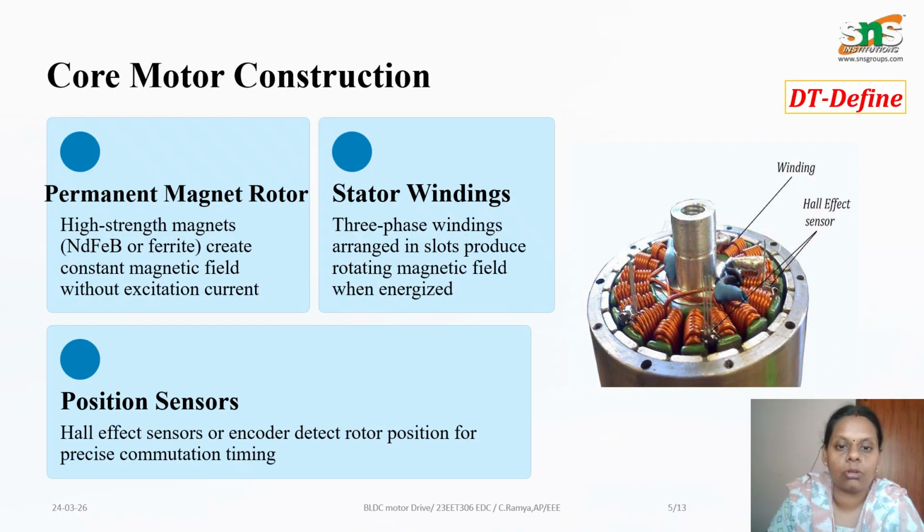Next is the core motor construction. Let's look into it. First we have the permanent magnet rotor, which uses neodymium magnet material to create a constant magnetic field. Next, the stator, which contains the three-phase windings, generates the rotating magnetic field when energized. This position information is essential for proper electronic commutation.